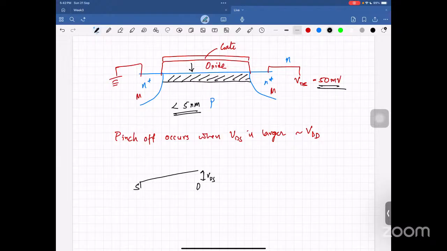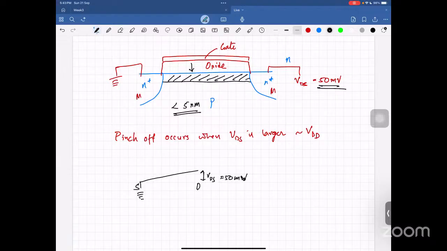Now this side is essentially grounded. On the other side you have a small VDS. So in effect, you have a very small voltage across the channel, because this is only 50 millivolts. Now, what happens when you apply a gate voltage?